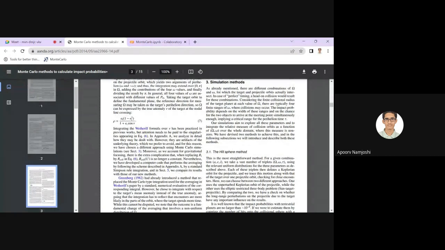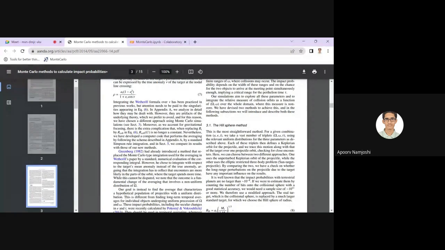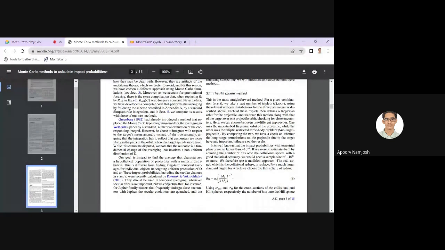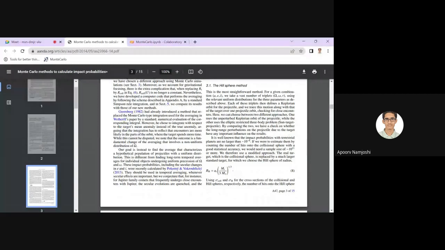Okay. This is the Hill sphere method. For a given combination of A, E, and I, we take a vast number of triplets, omega, small omega, and tau, using the relevant uniform distributions. So these are the simulations you are running for a given orbit.